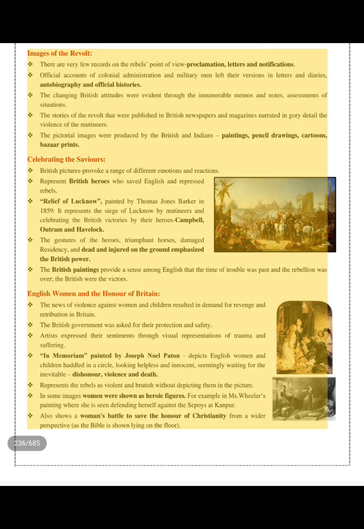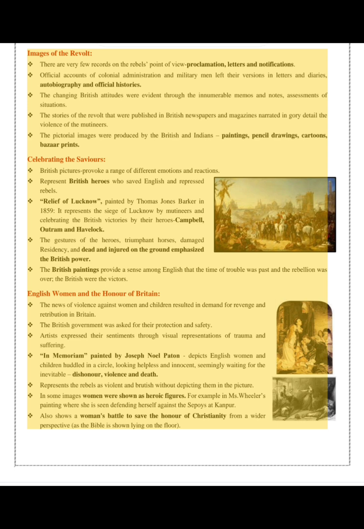6. Images of the revolt. There are very few records on the rebels' point of view: proclamations, letters and notifications. Official accounts of colonial administration and military men left their versions in letters and diaries, autobiographies and official histories. The changing British attitudes were evident through the innumerable memos and notes, assessments of situations. The stories of the revolt that were published in British newspapers and magazines narrated in gory detail the violence of the mutineers. The pictorial images were produced by the British and Indians: paintings, pencil drawings, cartoons, bazaar prints.